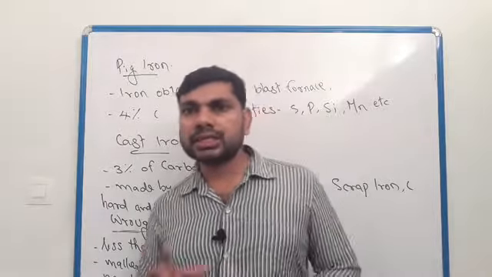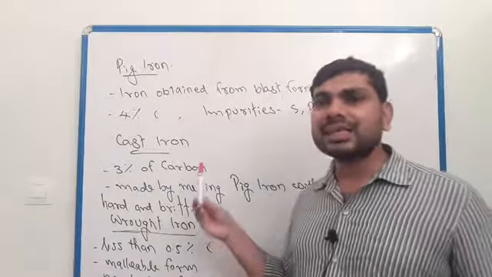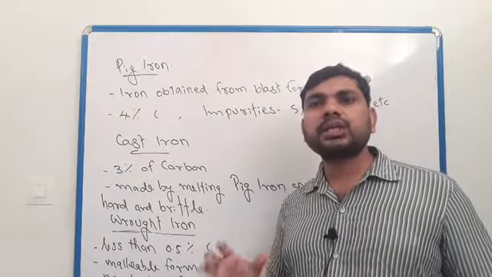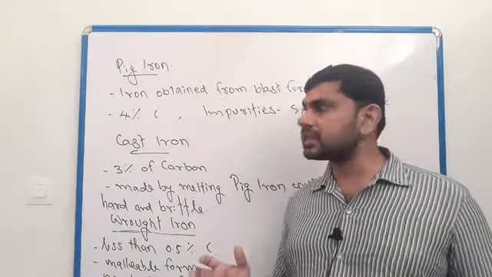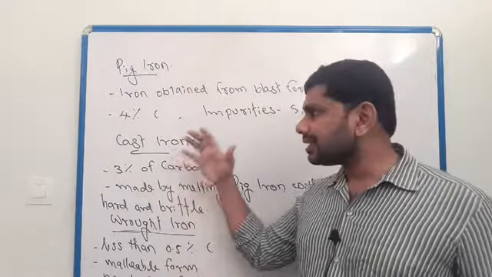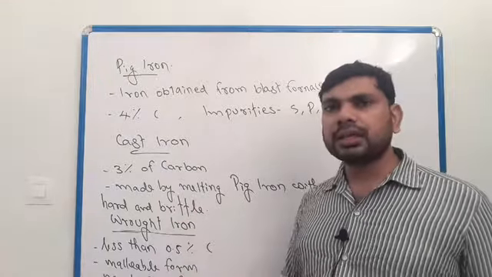Pig iron, which consists of 4% of carbon. Next one, cast iron, which consists of around 3% of carbon content. The previous one had 4% carbon content, here it is less than 4. Around 3% carbon content.